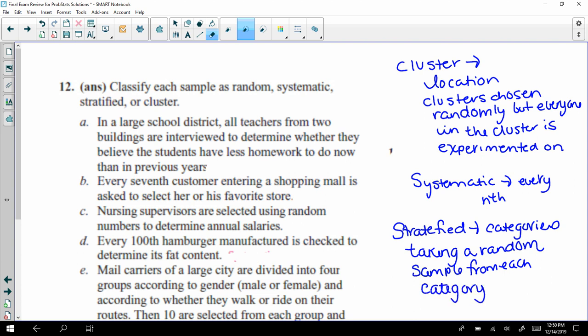Okay, so let's take a look at this. In a large school district, all teachers from 2 buildings are interviewed to determine whether they believe the students have less homework to do now than in the previous year. So all the teachers from 2 buildings, that would tell me that is a cluster.